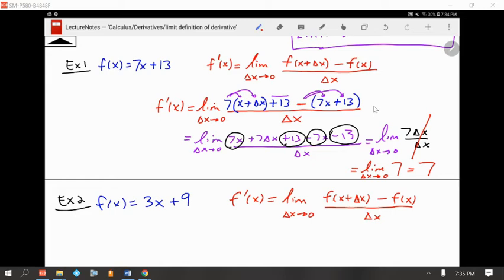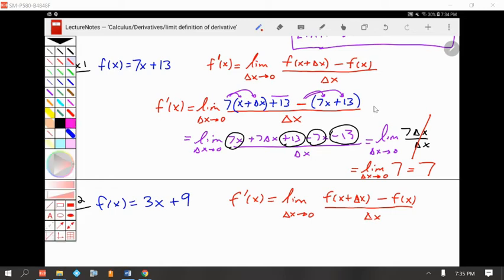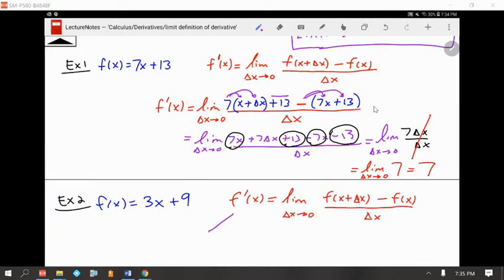F of x equals 3x plus 9. At this point, I want you to try to work this one out on your own. Okay, you see there's example number 1 there. You're going to have to basically marry these two expressions. You take the function f of x equals 3x plus 9, and you take the formula for the derivative, f prime of x, right? Red and blue make purple.